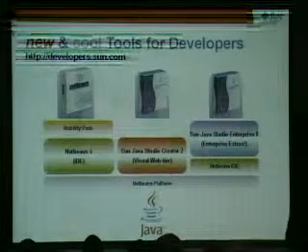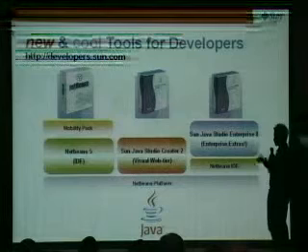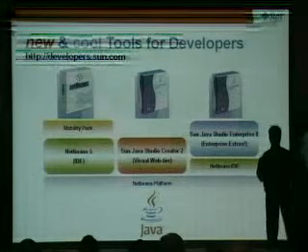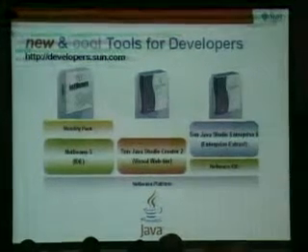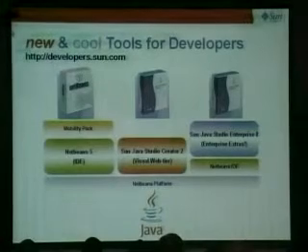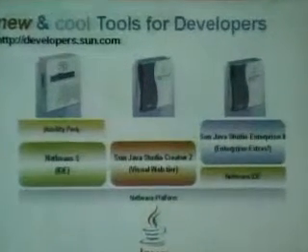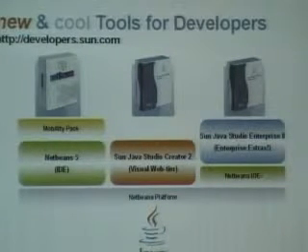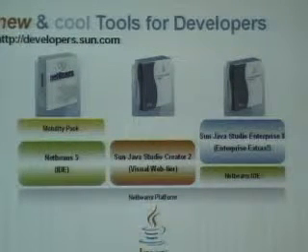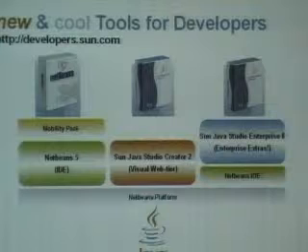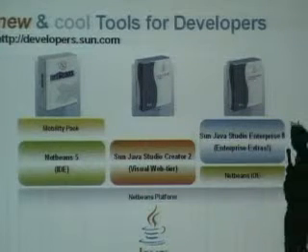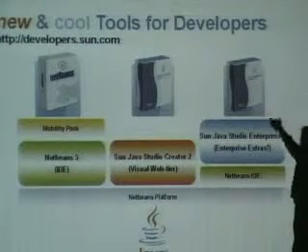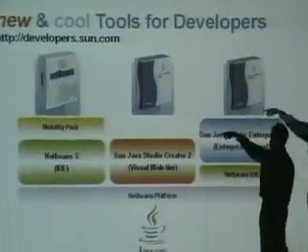So here's the stack of Sun's Java tools. There's one tool that's missing, which is our C, C++, Fortran compilers and so on. That's called Sun Studio. And these are the three Java tools. So we have three main tools. We have the Enterprise Edition here, we have Java Studio Creator, and NetBeans.